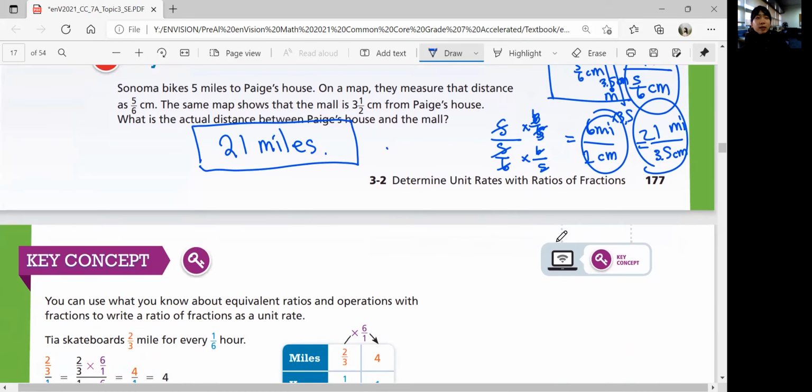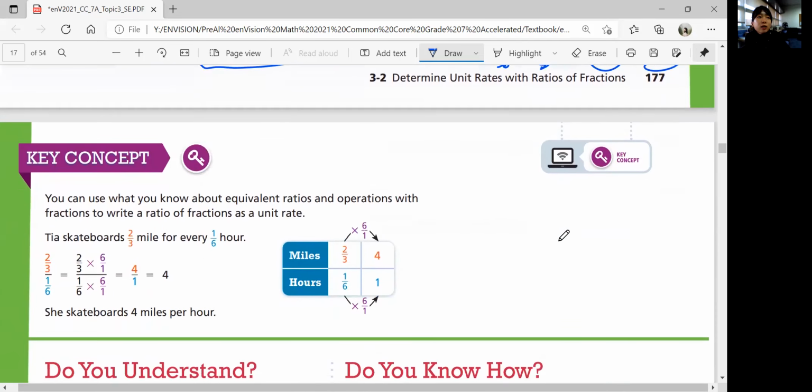All right, let's summarize our lesson. In this lesson, we learned how to use unit rates in different situations. So you need to be able to convert ratios and unit rates. Even if you have complex fractions, you need to know how to get a unit rate out of that by converting the denominator into 1. And then you can use that unit rate to find other equivalent fractions. So that was lesson 2, determine unit rates with ratios of fractions.